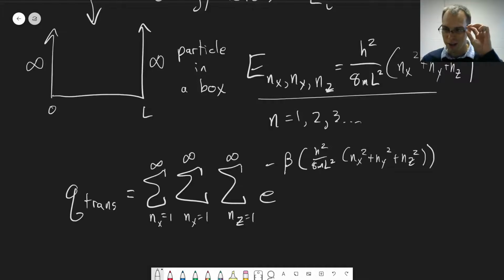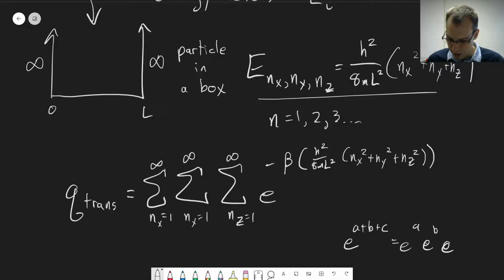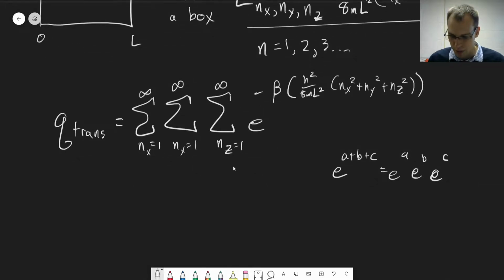Well, one thing we can recognize is that we can separate this out into 3 separate sums and multiply them together because of the properties of exponentials, right? e to the a plus b plus c is equal to e to the a times e to the b times e to the c. So since this is all just one giant exponential here, we can separate each of these terms from x, y, and z into their own sum.